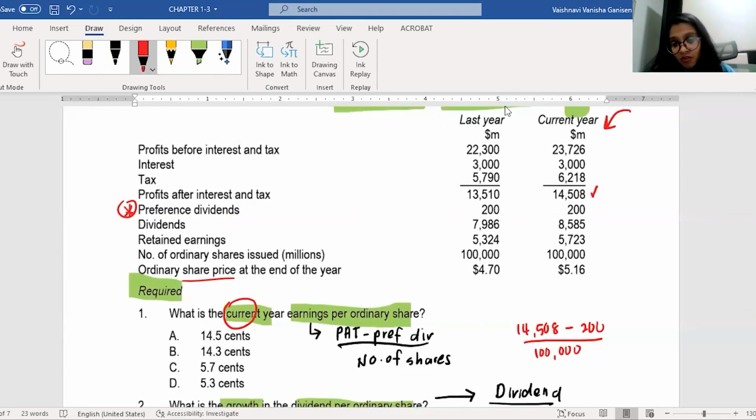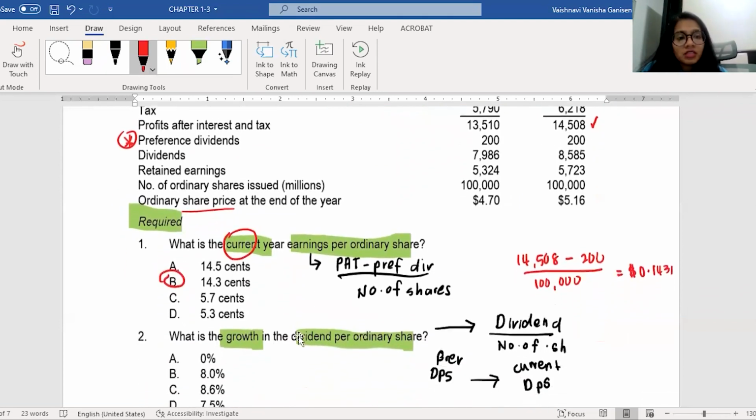So 14,508 minus 200 over 100,000 is equal to 14.31. That means 14 cents. Okay, so 14.31, the answer is B.